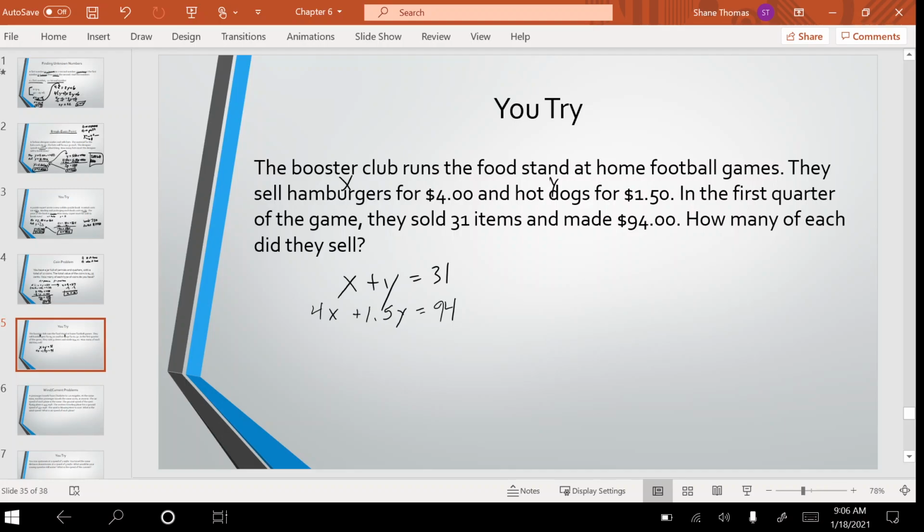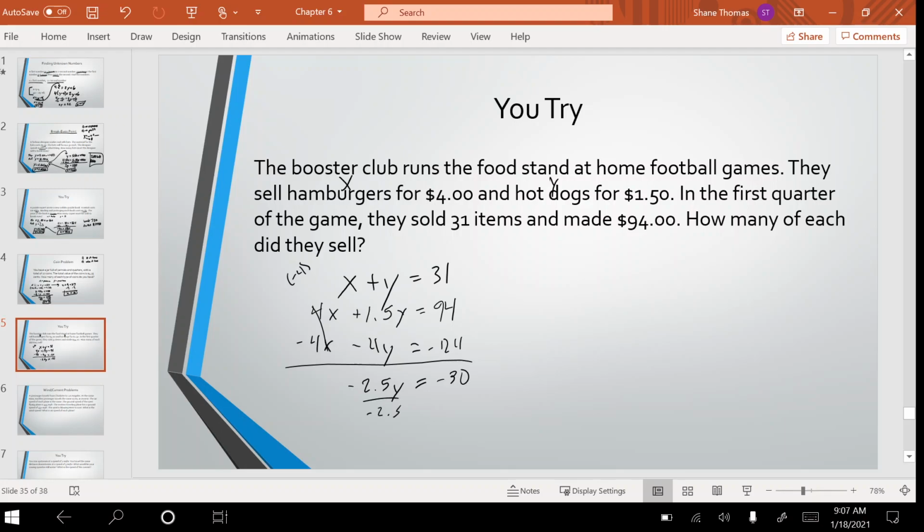All right. Substitution or elimination. Elimination: you want to multiply the first one by -4. It's going to be negative 4x minus 4y equals, 31 times -4, negative 124. x is gone. This is going to give me negative 2.5y equals negative what? 30. Negative 30.